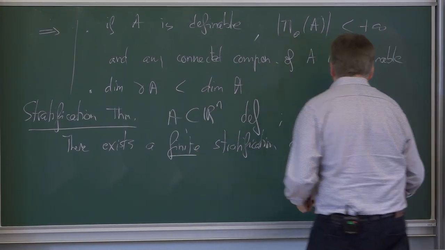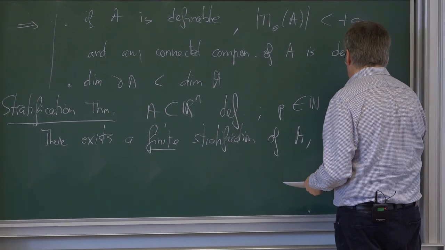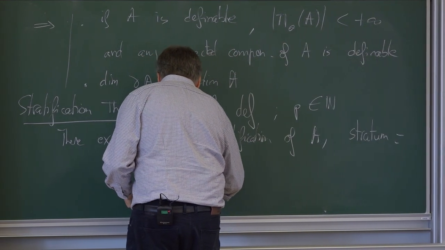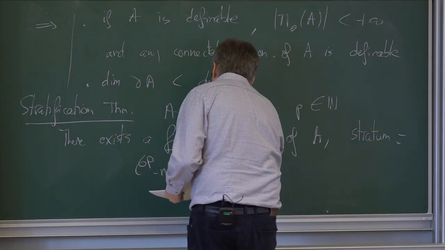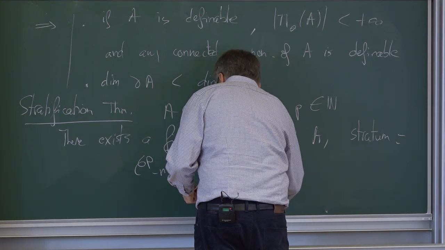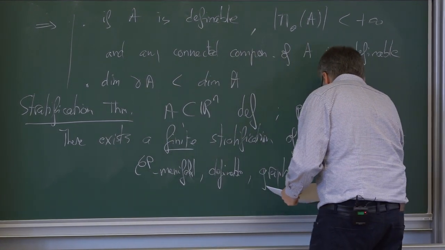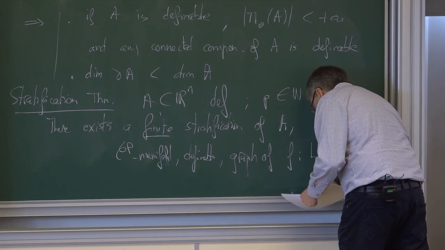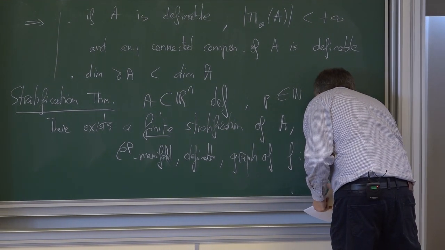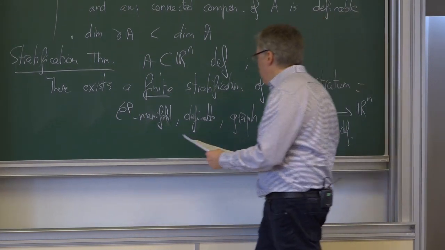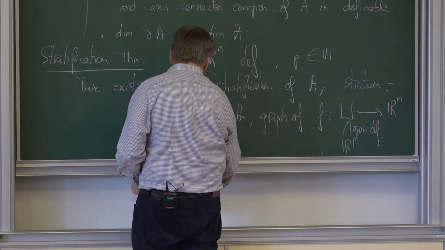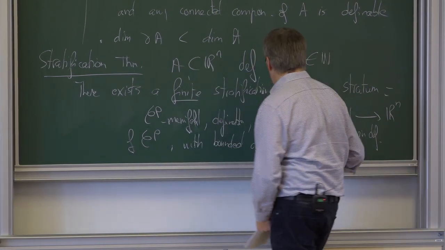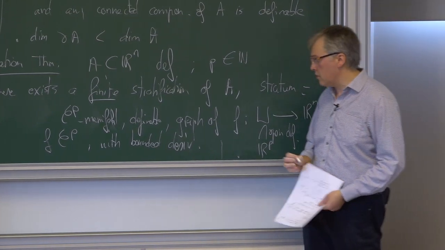of A. And by this, I mean you can write A as a disjoint union of strata, where a stratum is what? This is a C^p manifold, but a very particular one. This is a graph manifold. So first, it is a C^p manifold. It is definable. And this is a graph of f from U to R^n, where U is a definable open set in some R^p, and f is C^p with bounded derivatives up to order p. Okay, so this is a very nice stratification theory.